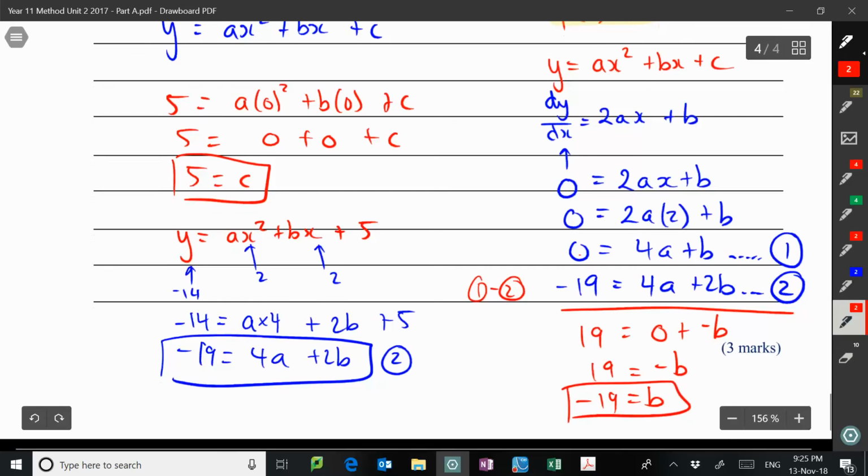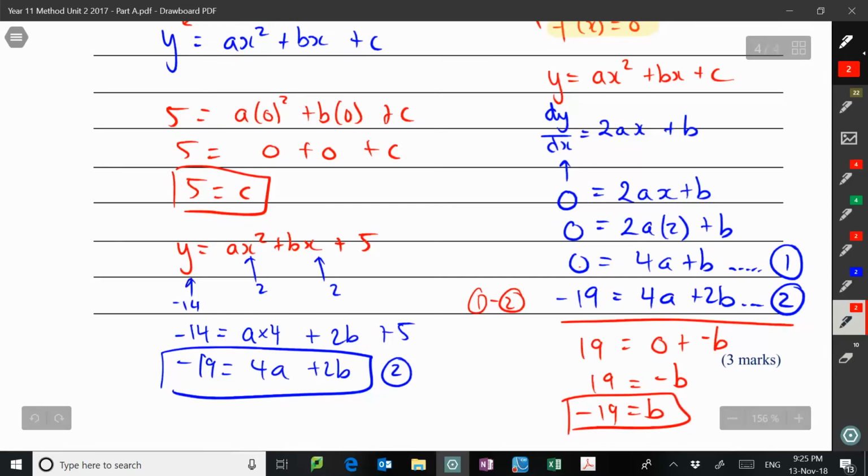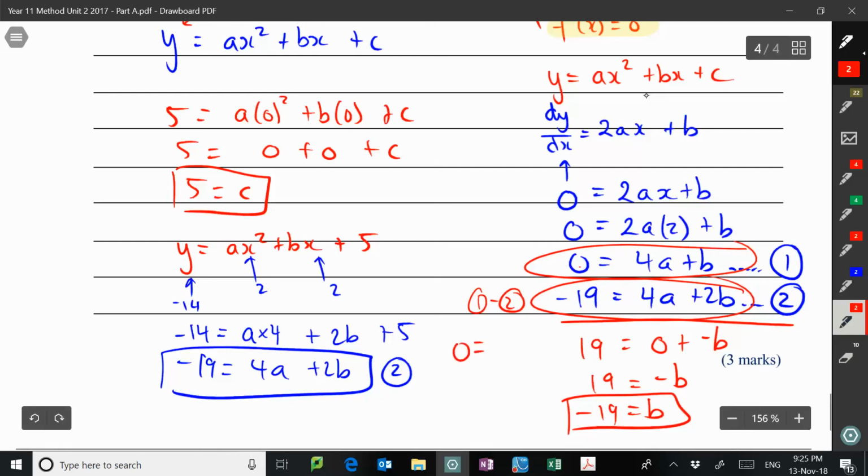So now I've got c, I've got b. How do I find a? Well, sub it back into either of the 2 equations. Equation 1 or 2. I would probably pick equation 1 because it has no negatives. It has a 0 in it. So 0 equals 4a plus b.